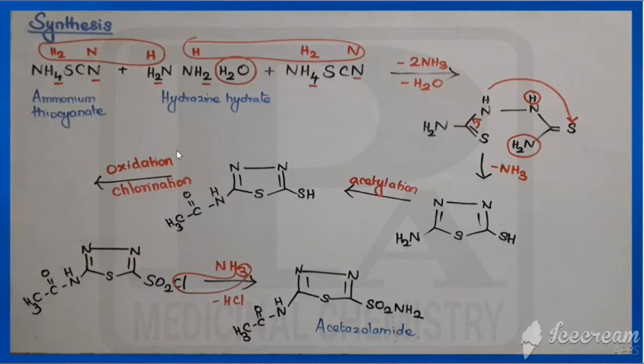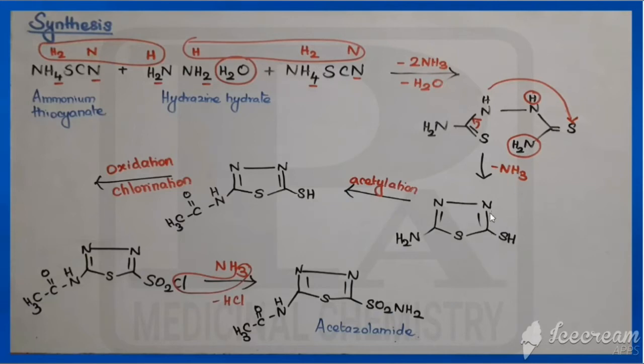Once again I'll repeat that. First we are taking two molecules of ammonium thiocyanate and that one is treated with hydrazine hydrate. What happens? Here two hydrogens, this nitrogen and one hydrogen, that is removed as ammonia, and here two hydrogens, this nitrogen and this hydrogen, that is removed as ammonia, and this water molecule. So two molecules of ammonia and one water molecule would be removed, and again what happens? There may be removal of one more molecule of ammonia and the bond shifted.